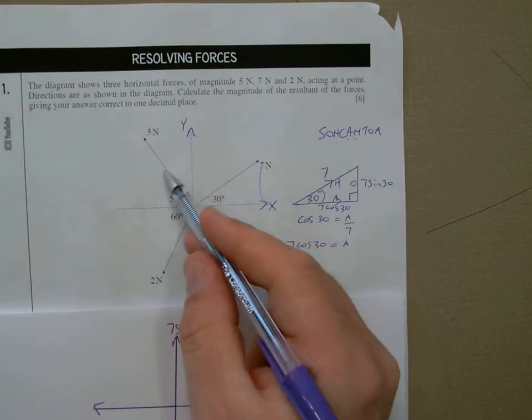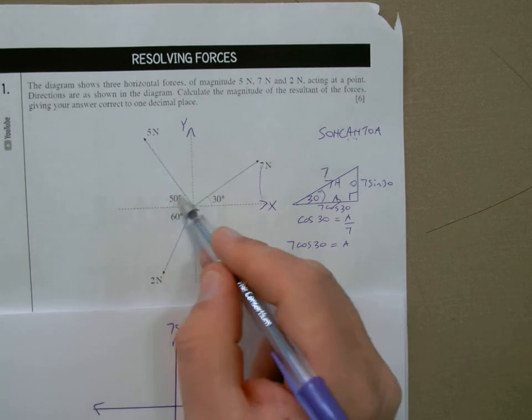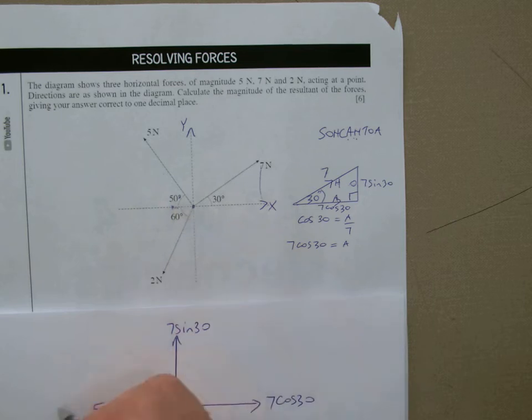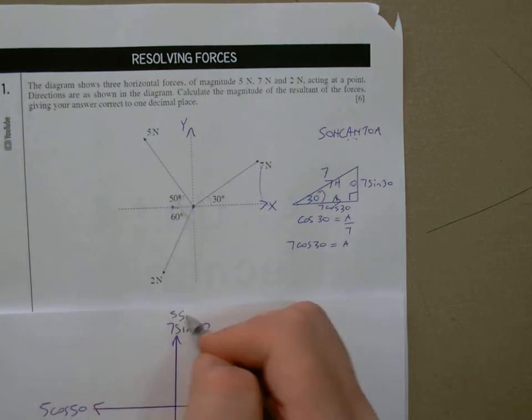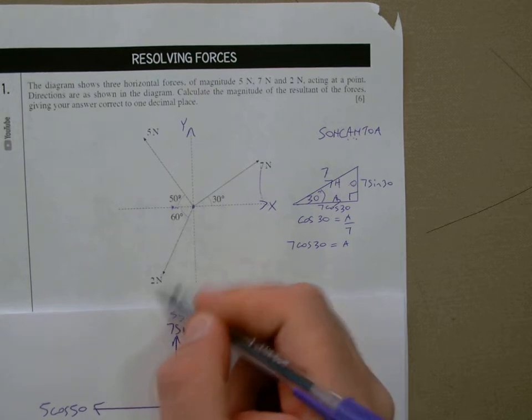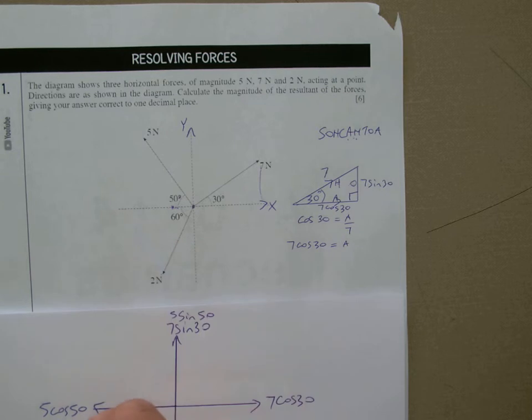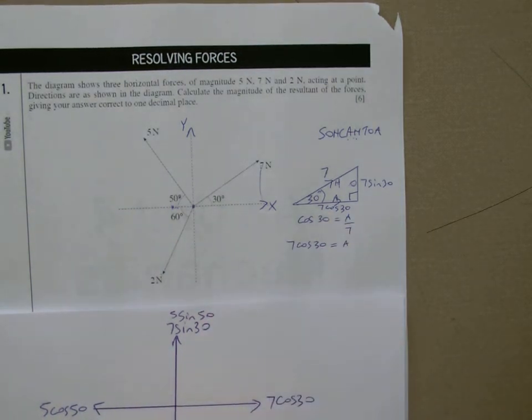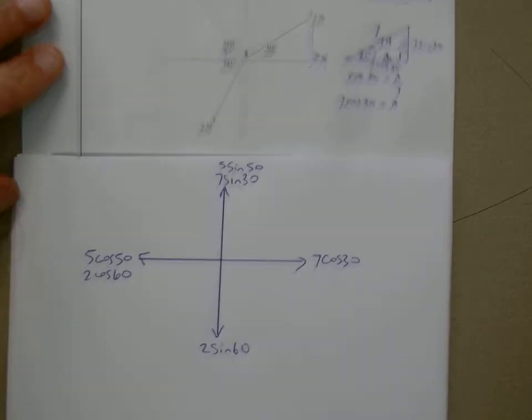Now we could do a similar thing with the 5 Newton, because the angle is here, okay, the adjacent is this side, so it's cos here, 5 cos 50 there, and 5 sine 50 there. And then with the 2 newtons, which pulls in this direction, it'll be 2 cos 60 along the x-axis and 2 sine 60 along the y-axis. Okay, so I've got all my forces labelled now.